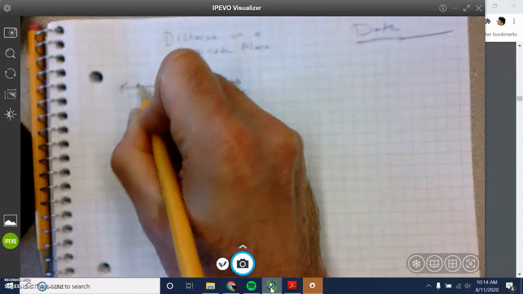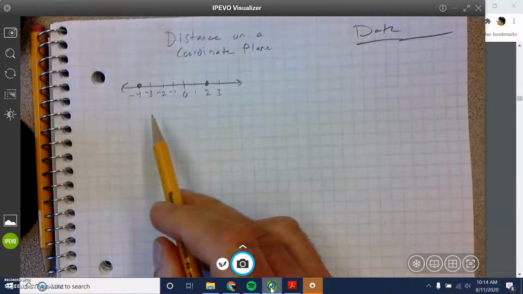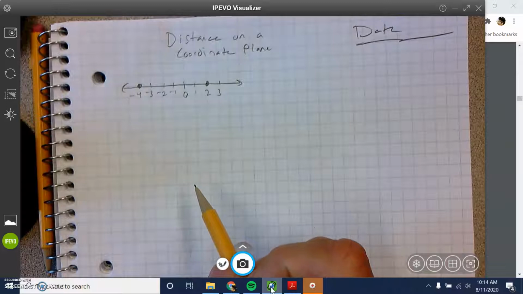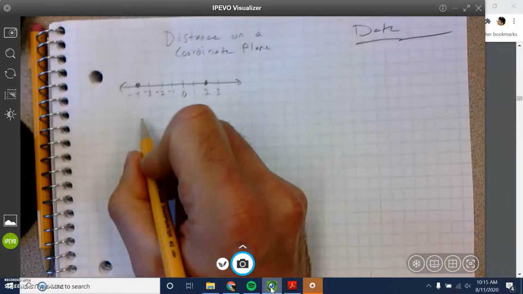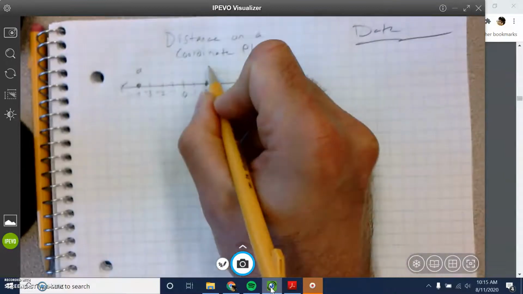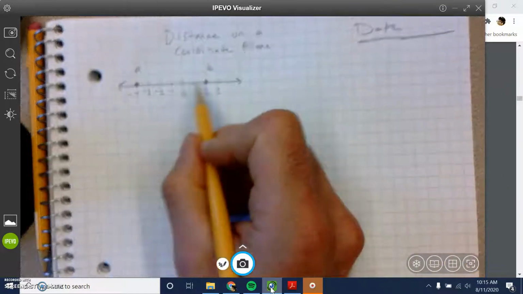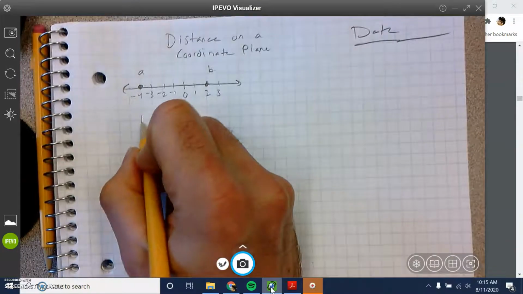So if you're from -4 to 2, what's the distance between these two? Pause the video and copy this down if you need. It's going to help you later. So it gives you a bunch of information. This is A, this is B. Let's say point A, point B. So it's B minus A.